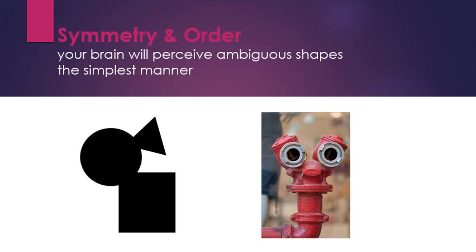Okay, a couple more. The next one is symmetry and order. So this one is all about how your brain will perceive ambiguous shapes in the simplest manner. So that thing on the left, when you look at it, do you go, oh, I have no idea what that is? Or do you go, oh, it looks like a circle with a triangle and a square? Your brain sorting that more amorphous shape into basic geometric shapes that you're familiar with is the principle of order.